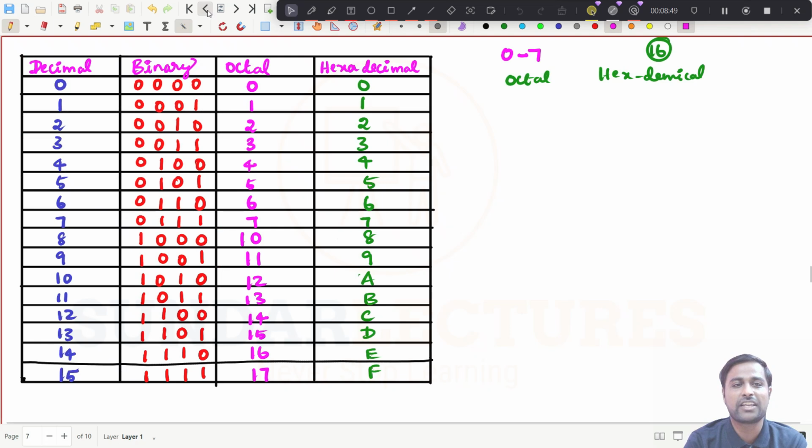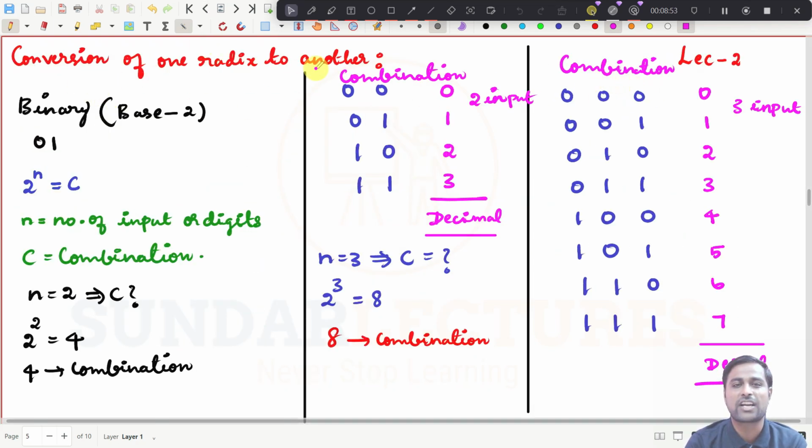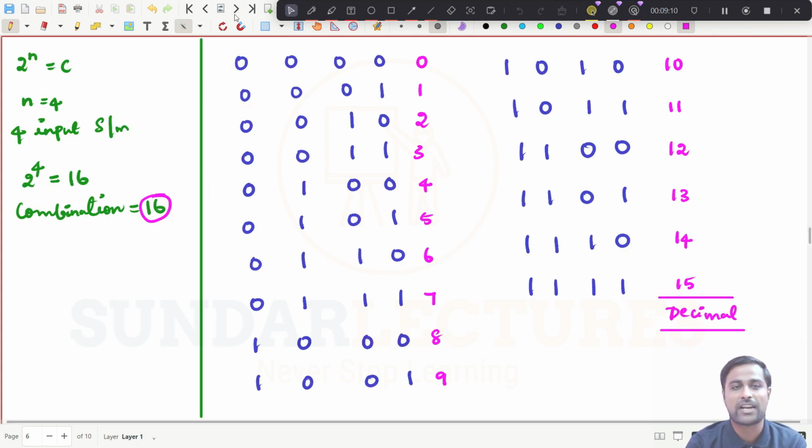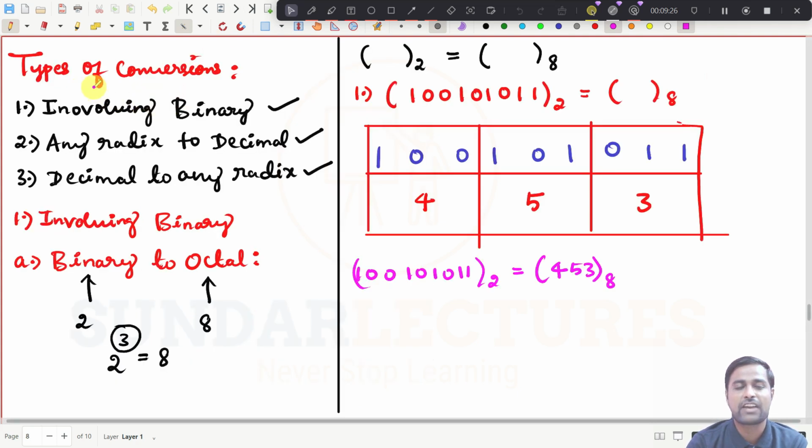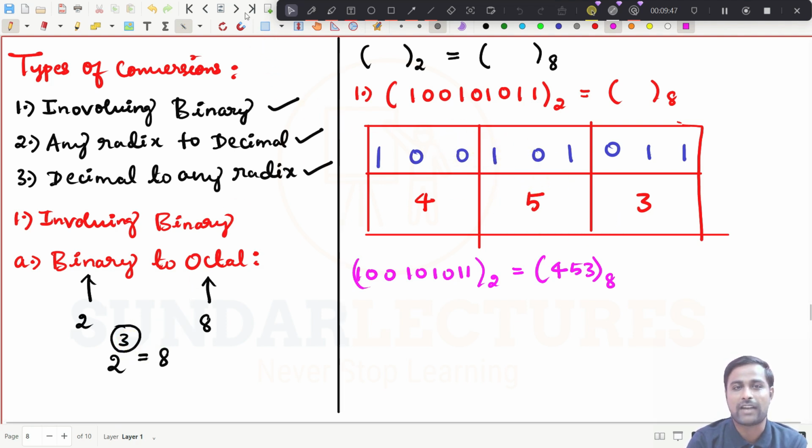So what are all the topics we have seen today? We started lecture number 2 with the conversion of one radix to another. But before that, we saw the basics of binary. We saw the 2 input system, 3 input system, and equivalent decimal values, and then the 4 input system and equivalent decimal values, and we made a tabular column. So 16 decimal values, and for those 16 decimal numbers, we converted the equivalent binary, octal, and hexadecimal numbers. Then we went to the types of conversion. There are 3 types of conversion involving binary: any radix to decimal, decimal to any radix, and, involving binary, we went for binary to octal. We know binary is 2 and octal is 3, and the combination comes by 3, right? And then we converted the binary value to the octal value. That is the procedure we have seen.